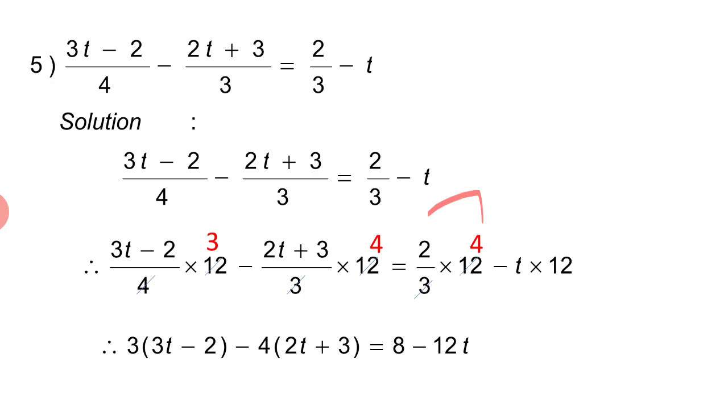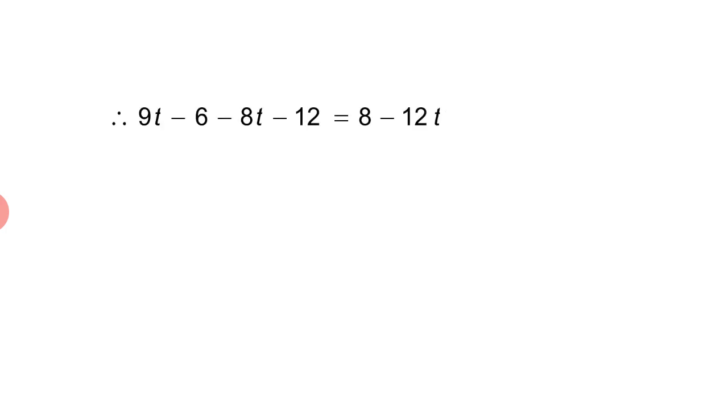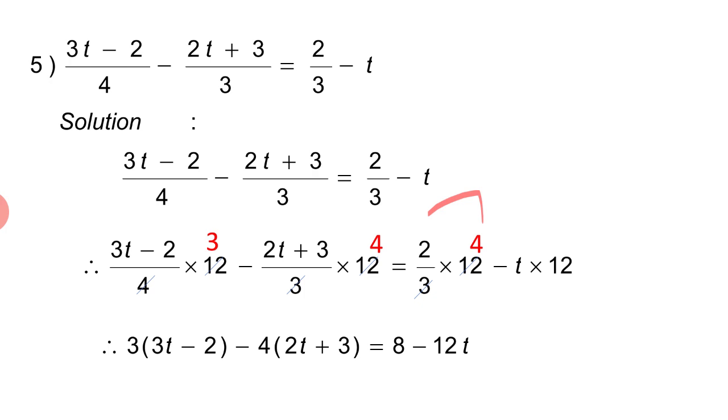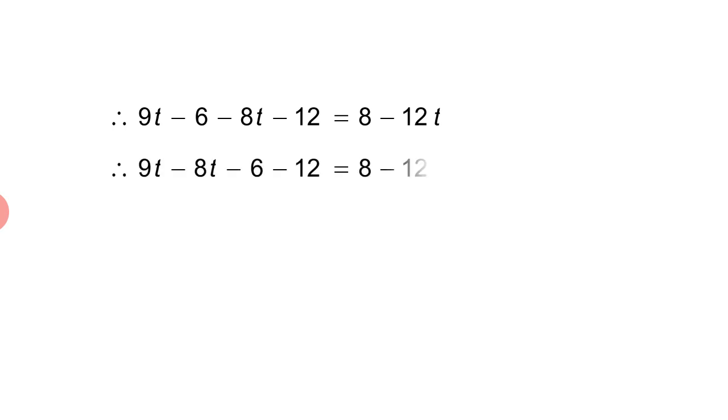Now use the distributive property. So we open the bracket. So 9t minus 6. See the previous step, it was 3 into 3t, 9t minus 6. And minus 4: you are opening by multiplying by minus 4, so the sign of the terms will change. So minus 4 into 2t will be minus 8t, minus 4 into 3 will be minus 12. So let us write down: 9t minus 6 minus 8t minus 12 is equal to 8 minus 12t.